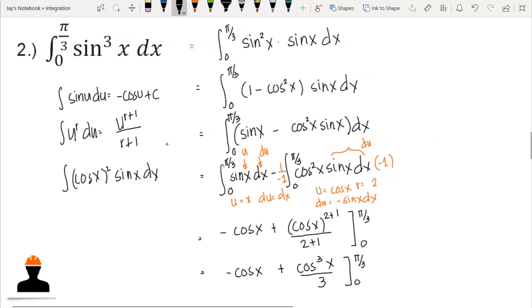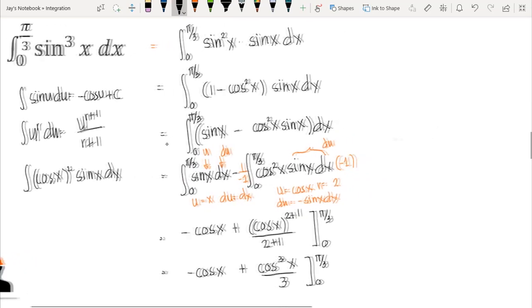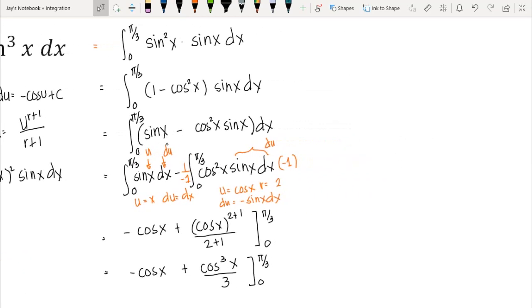Now we substitute the limits to the function. First we substitute the upper limit of pi over 3, so we have negative cosine of pi over 3 plus, we can separate 1 over 3, then cosine cube of pi over 3.